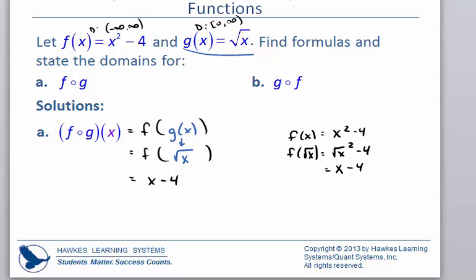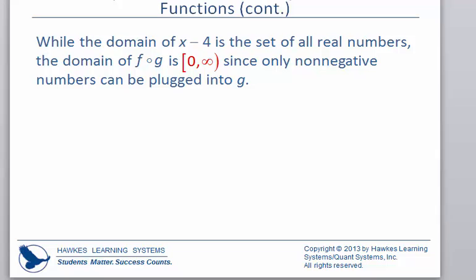And so since the domain for one of the parts is more precise than the whole real number line, then that also becomes the domain for the composition. And so we say that the domain is going to be from 0 to infinity. All right, and you see that reiterated here. While the domain of x minus 4 is the set of all real numbers, the domain of the composition is 0 to infinity, since only non-negative numbers can be plugged into g.